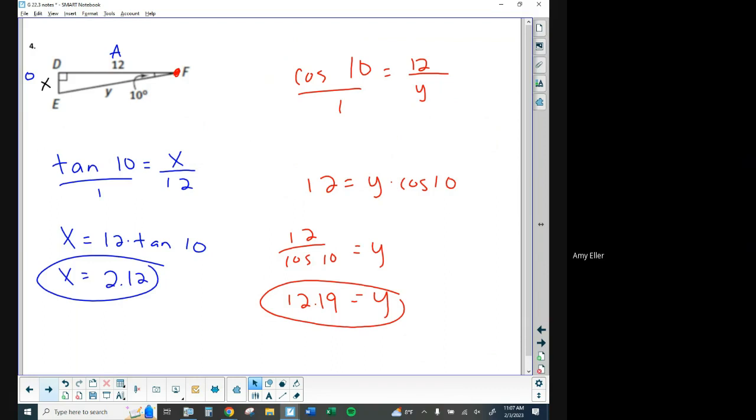Does it matter which variable we find first? Shake your head. Does it matter which variable we find first? No. I found y first. So I ignored x. And then when I was trying to find x, I ignored y. And I went with the two sides I had, which were opposite of the angle I picked and adjacent to the angle I picked. So I picked tan.